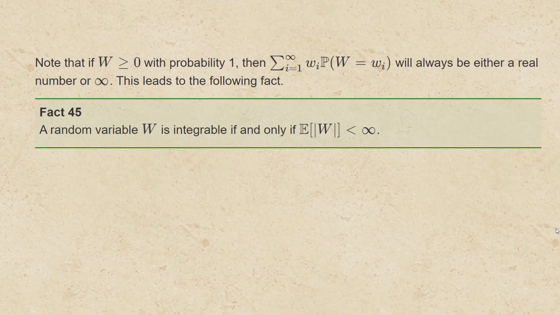Note that if W is greater than or equal to 0 with probability 1, then the sum as i goes from 1 to infinity of w sub i times the probability that big W equals little w sub i will always be either a real number or infinity. This leads to the following fact. A random variable W is integrable if and only if the mean of the absolute value of the random variable is strictly less than infinity.